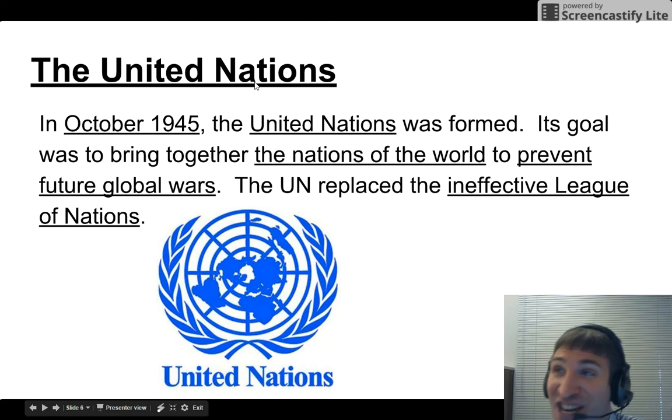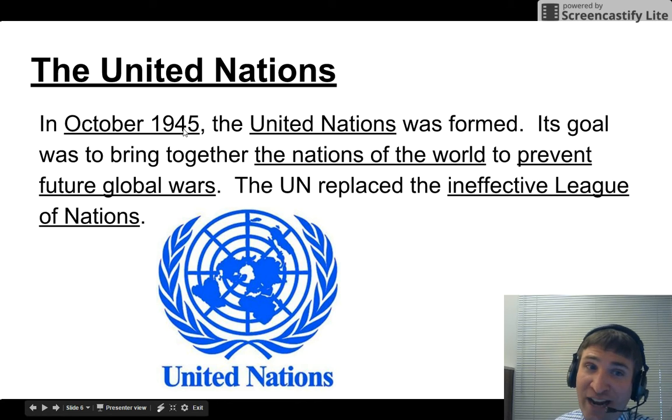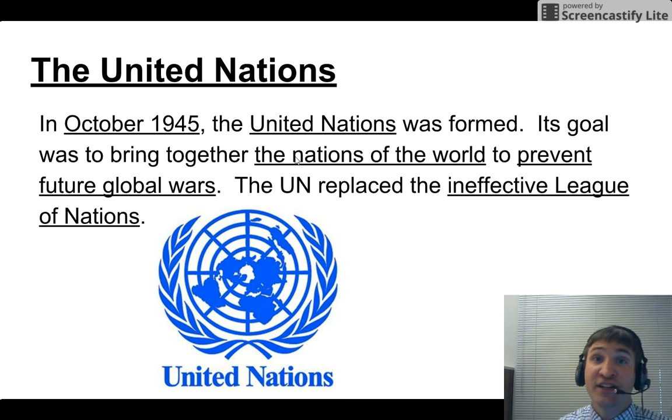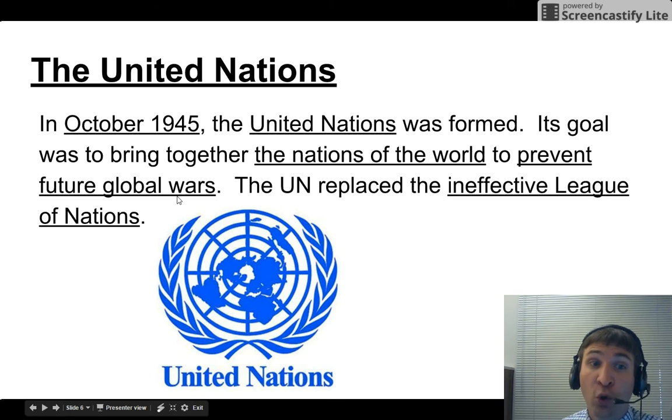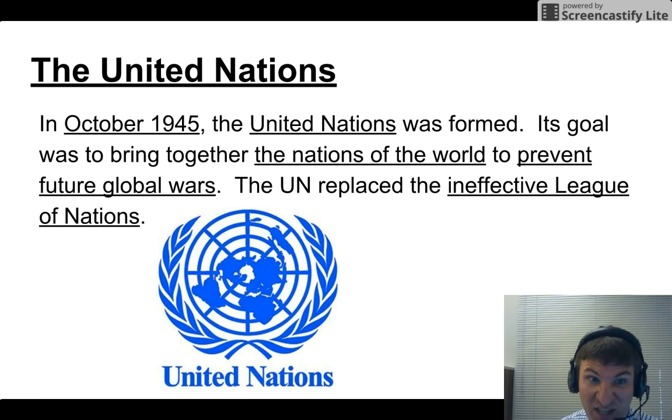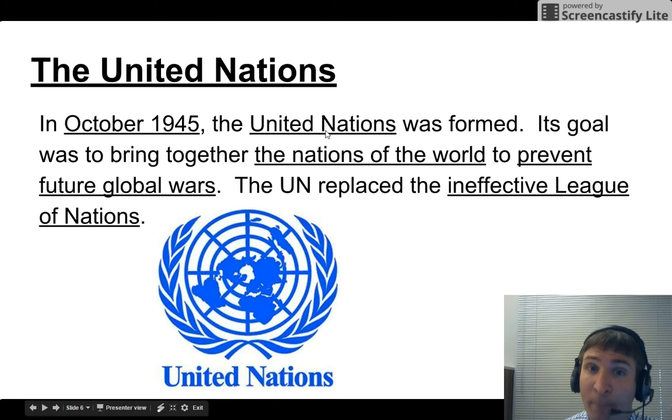The United Nations. In October 1945, the United Nations was formed. Its goal was to bring together the nations of the world to prevent future global wars. The UN replaced the ineffective League of Nations. Remember the League of Nations created by President Woodrow Wilson, and the U.S. Senate voted down its own president and did not join this group, so it was weak. The UN, much stronger.